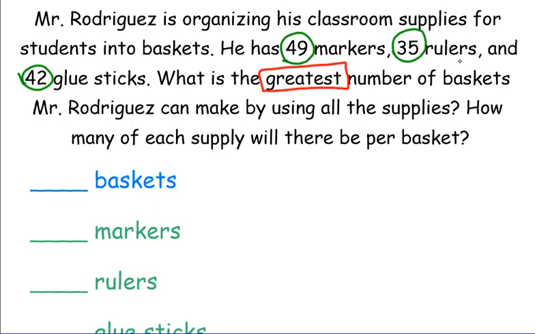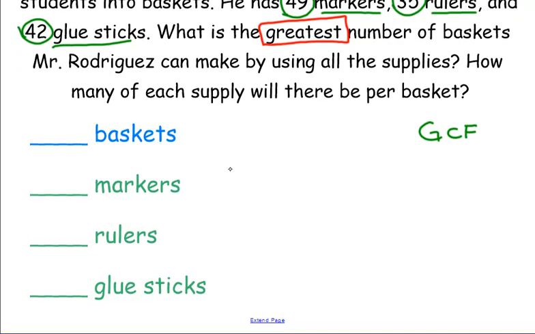Now you can see that I had circled those numbers throughout because I knew that they would be important whether it was an LCM question or a GCF question, because I would either be finding the LCM or the GCF. Now that I see the word greatest, I know that this is going to be a GCF question, okay? So I'm going to be finding the GCF of 49, 35, and 42. So let me do that now.